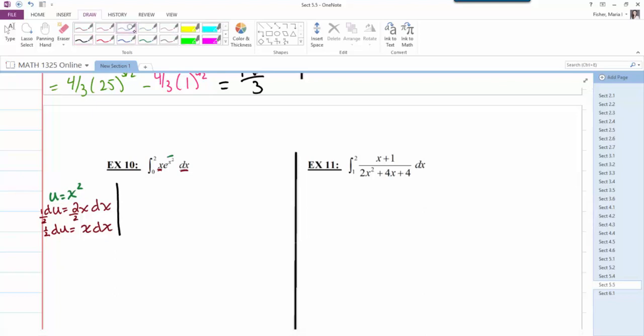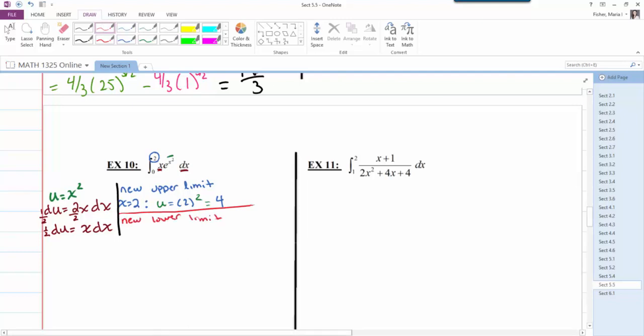So my new upper limit would be, well, the current limit is x equal 2. So we would have u is equal to 2 squared. Therefore, u is equal to 4. My new lower limit, so it's currently x equals 0. So I would say u is equal to 0 squared. So my new lower limit is equal to 0.